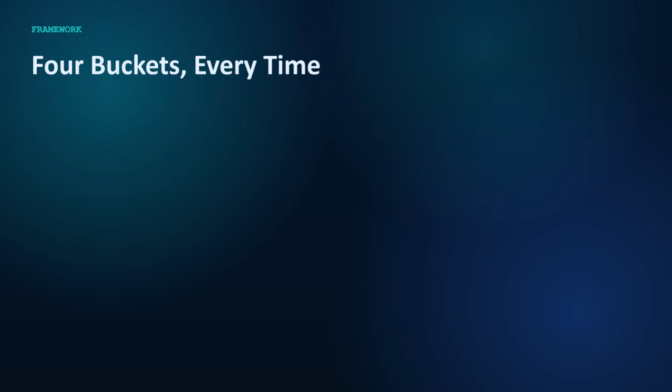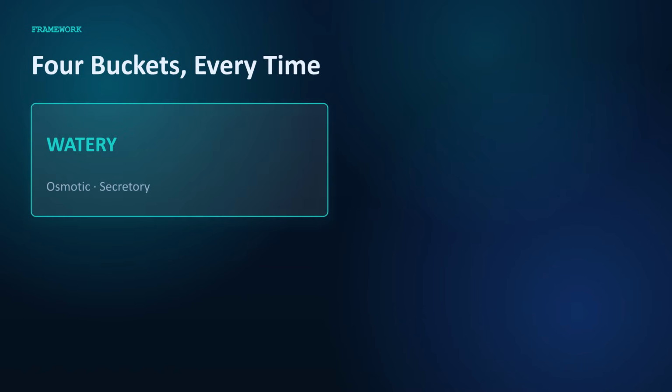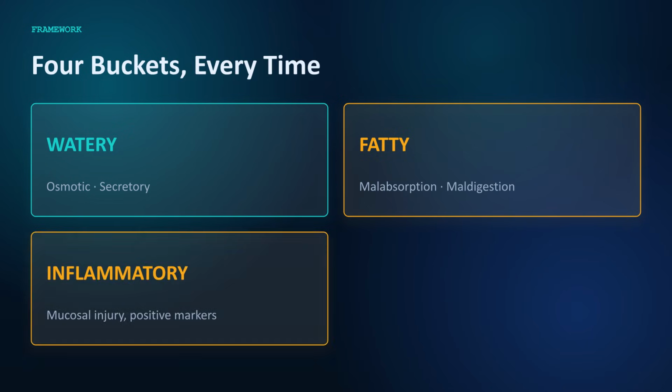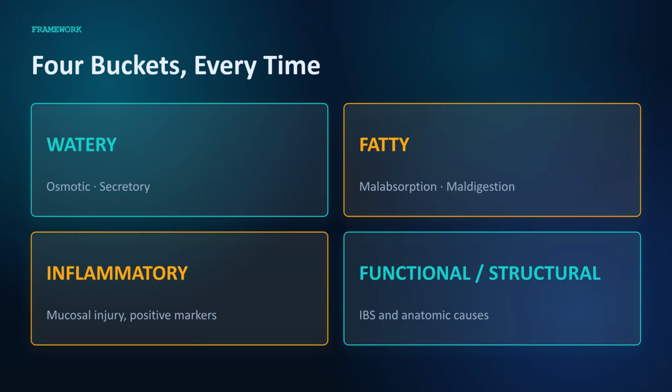Here is the framework that makes this topic manageable. Every chronic diarrhea falls into one of 4 buckets. First, watery, which splits into osmotic and secretory. Second, fatty, which splits into malabsorption and maldigestion. Third, inflammatory. Fourth, functional or structural. Almost everything you will ever be asked about lives in one of those 4 boxes. Your job at the first visit is not to name the disease, it is to name the bucket.